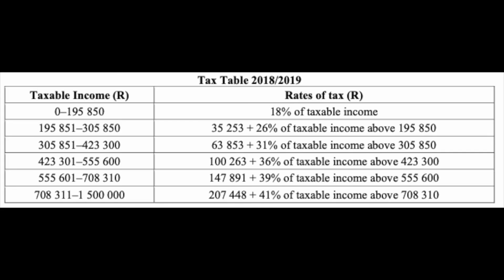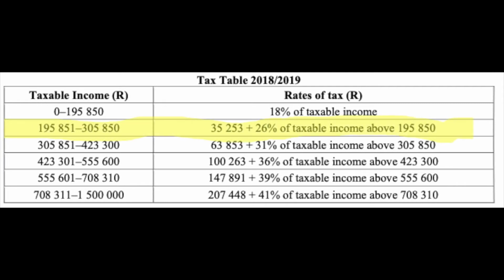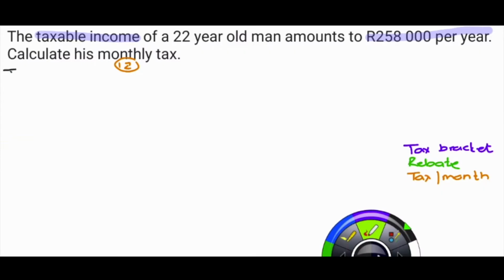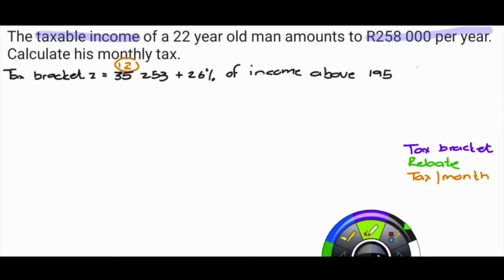Our next step is to find the tax bracket. According to the example, the taxable income is 258,000. This amount falls in tax bracket 2. Write down the information as given in tax bracket 2: 35,253 plus 26% of the income above 195,850. I'm using purple to make brackets. This shows what I'm going to do first.